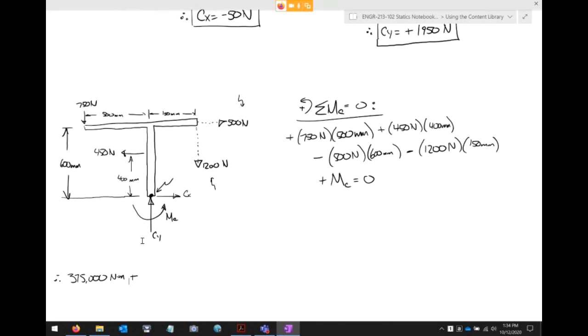Are your distance arms always positive, or do they change direction? That's a great question. That's a really good question. Mr. Page asks, do the moment arms have a sign? That's a great question.